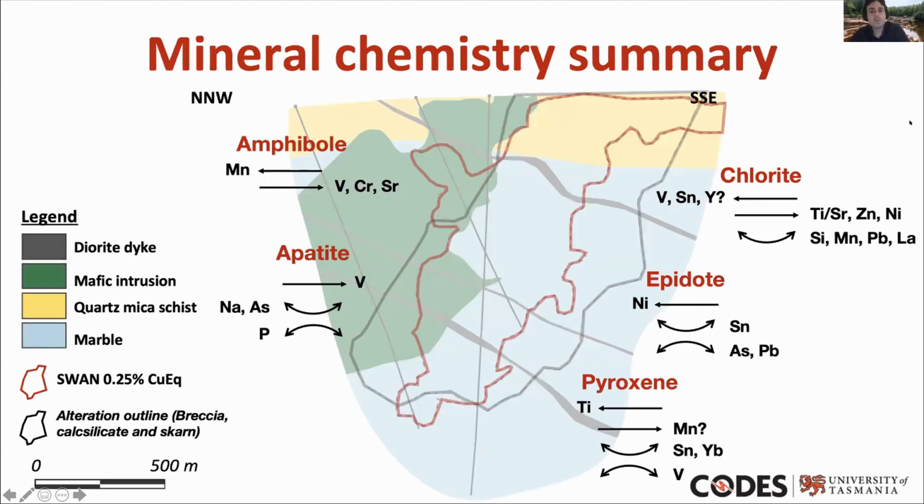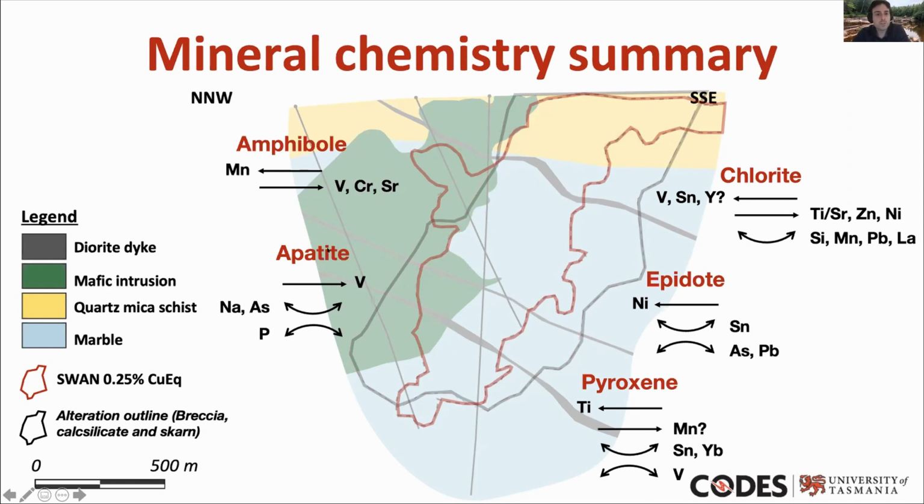All right, so in terms of mineral chemistry summary, this is my last slide on this mineral chemistry. It's the same diagram as before, with the red outline here of the 0.25 copper equivalent of SWAN, this alteration halo. And what I've done here is do all these different minerals. So for the amphibole, the manganese concentration increases with distance from the deposit. That's what this arrow means when it's going outside the deposit. And vanadium, chromium, and strontium increase towards the deposit.